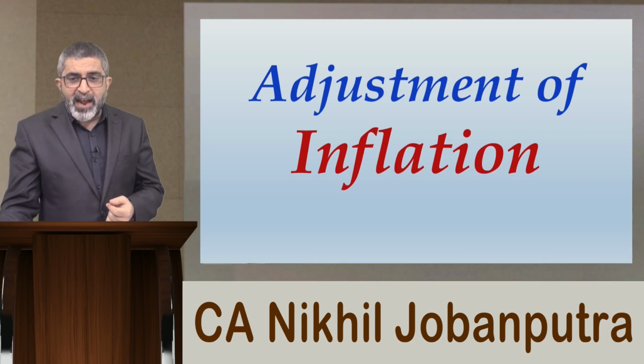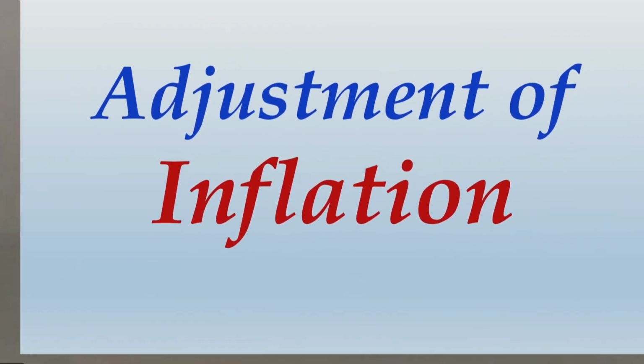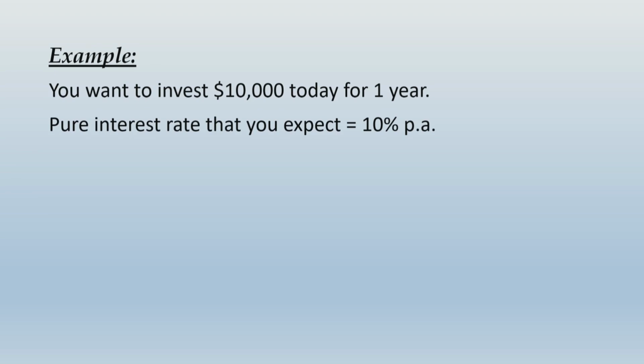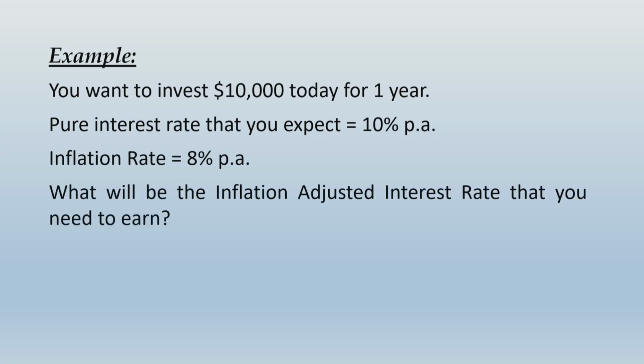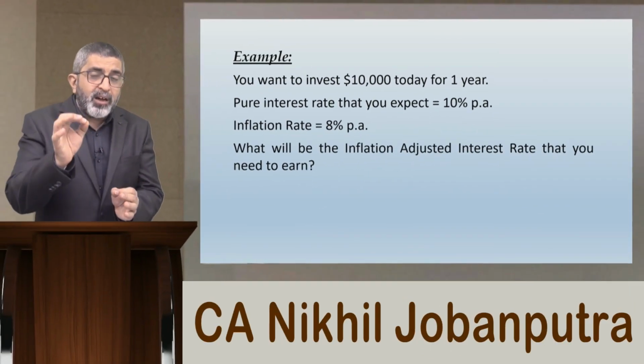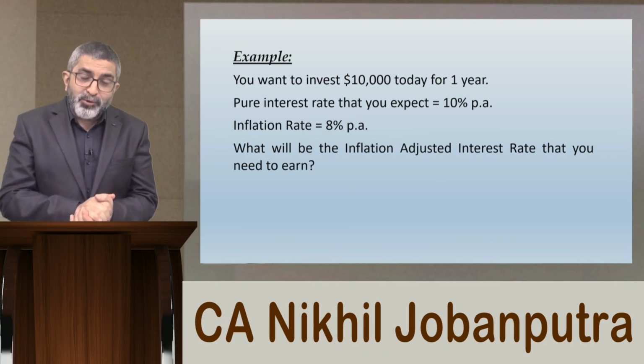And how to deal with that, let me explain this through an example. You would find that this particular example given in your book says you want to invest $10,000 today for 1 year. Pure interest rate that you expect is 10% per annum. Inflation rate is given as 8% per annum. What will be the inflation adjusted interest rate that you need to earn? Now the example is given in your book, you need not write this example, but the response to this you will have to note it down.